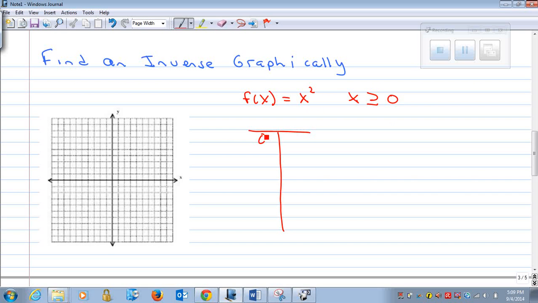So we'll start with 0, and this is our original equation. Plug it in and we would get 0. We're going to put a 1 in, 1 squared would be 1. We're going to put a 2 in, 2 squared would be 4. Put a 3 in, 3 squared would be 9. All right, so let's just graph those points.